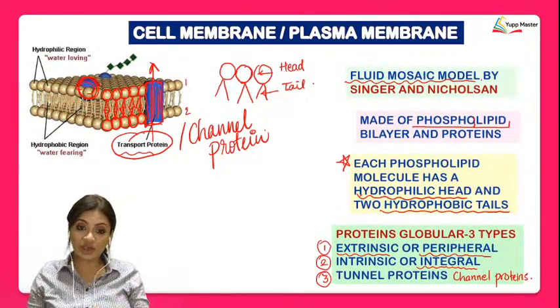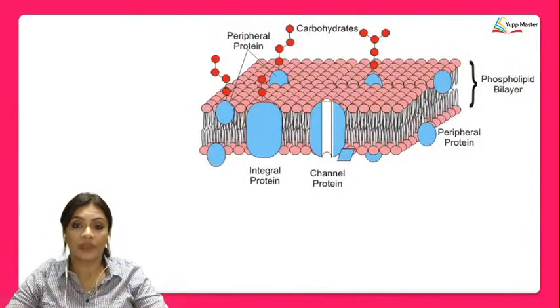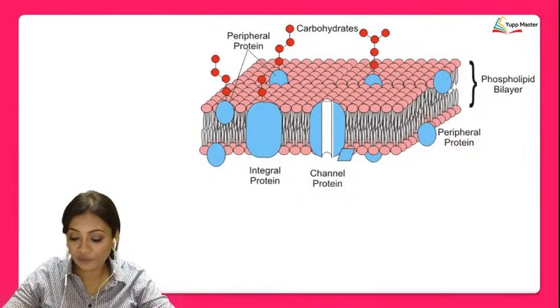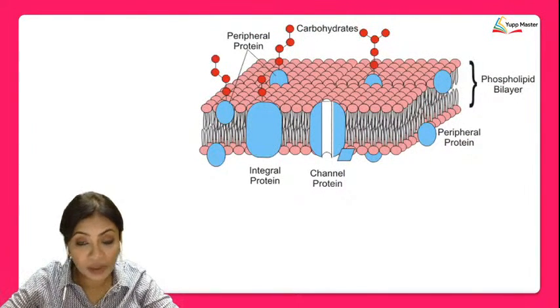Okay, we may also call this a channel protein. So, 3 types of proteins, all right. Here's a closer look at a different diagram of the very same phospholipid bilayer.